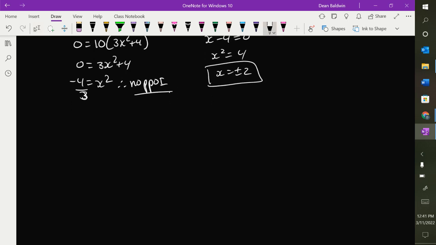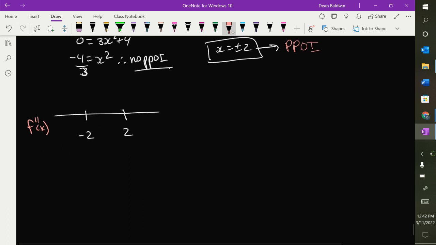All right, so just like we did before, we mark them, PPOI. Mark them on a number line, negative 2 and 2. I'm going to put the second derivative stuff in the bottom here. And you're testing points just like you did before, because you want to see if the second derivative is positive or negative on that interval. These are not critical numbers. Sometimes they are, but they are not, okay?